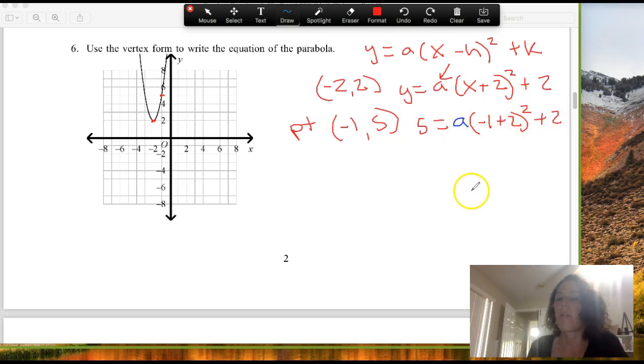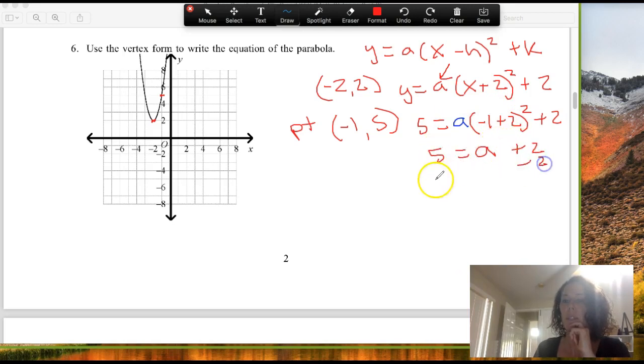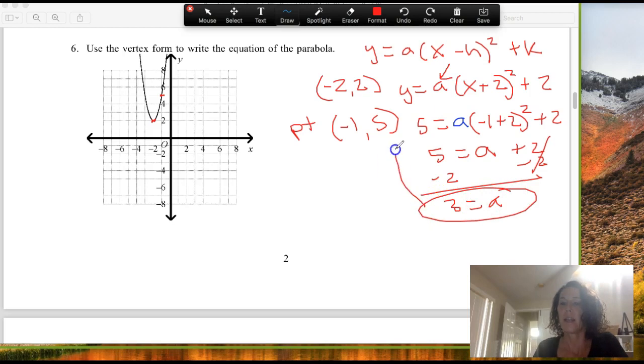Now I have everything I need to solve for a. So let's go ahead and simplify this. -1 plus 2 is 1. 1 squared is 1. So this is going to be a times 1, which is just a. This all turns to 1 after I simplify it. And 1 times a is just a. So now I'm going to get 5 equals a plus 2. Subtract 2 from both sides, and you're going to get 3 is a. We figured out a.